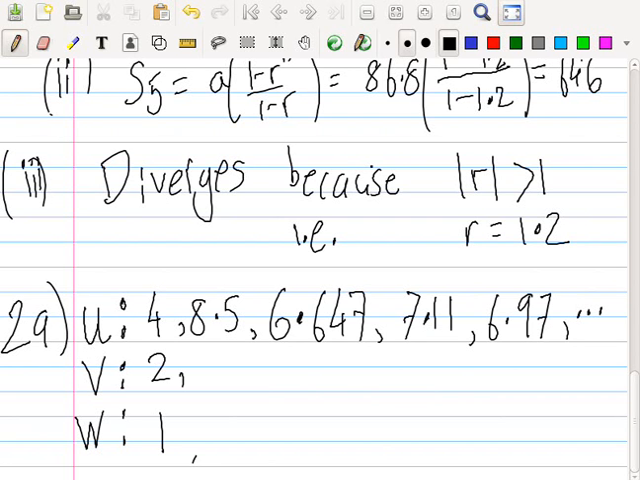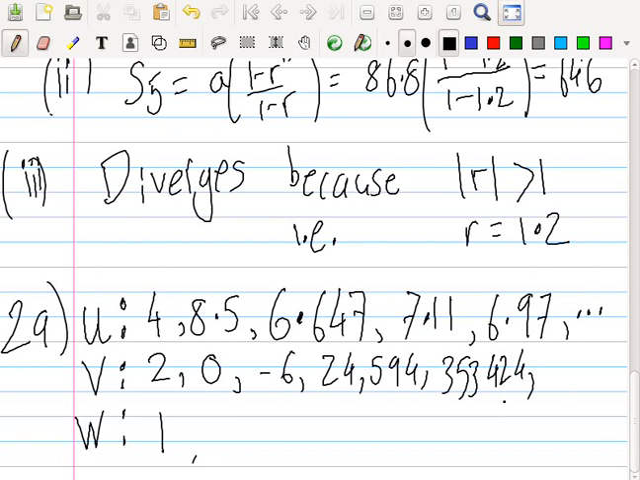The next one? 2, 0, -6, 24, 594, 53424, and then the next one will be of the order 10 to the power 11. So what do you think? Convergent, divergent, periodic? Divergent, yeah.